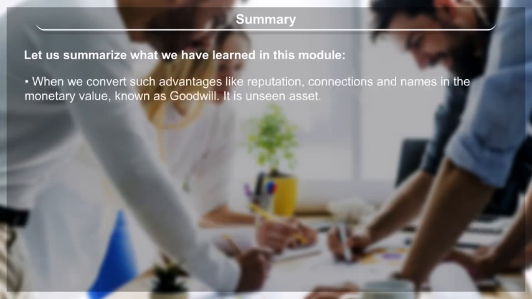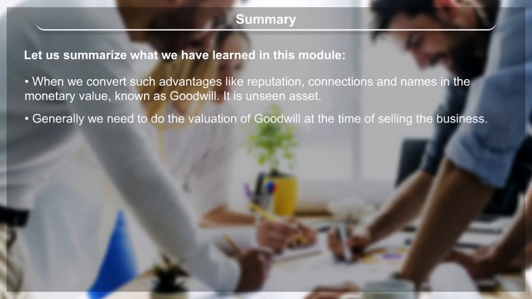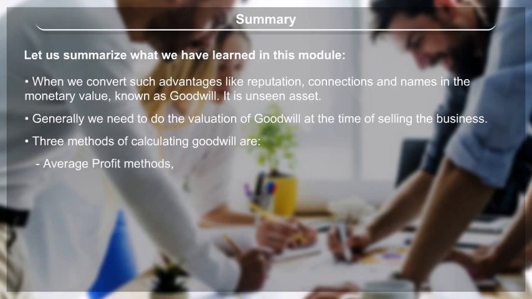When we convert such advantages like reputation, connections, and names into monetary value known as goodwill, it is an unseen asset. Generally, we need to do the valuation of goodwill at the time of selling the business. Three methods of calculating goodwill are: average profit method, super profit method, and capitalization method.